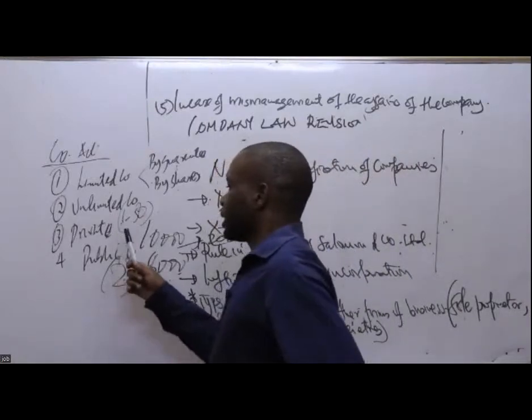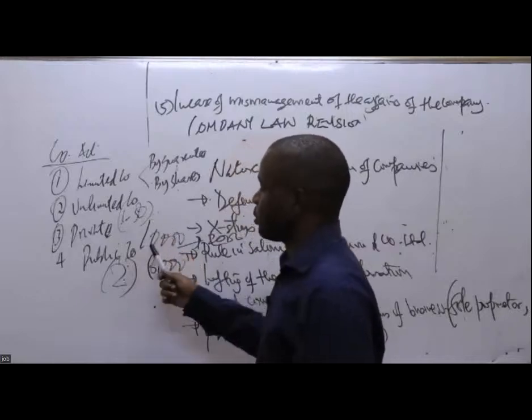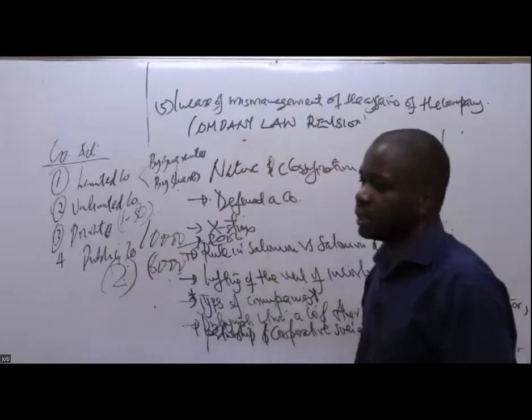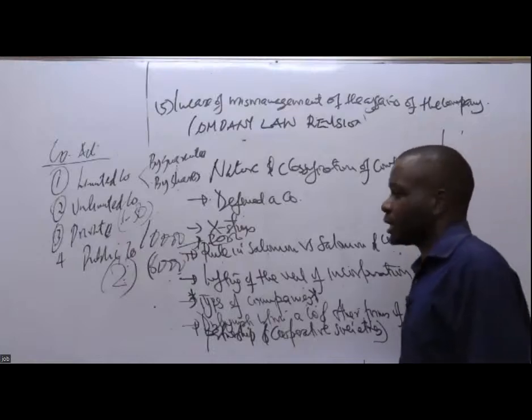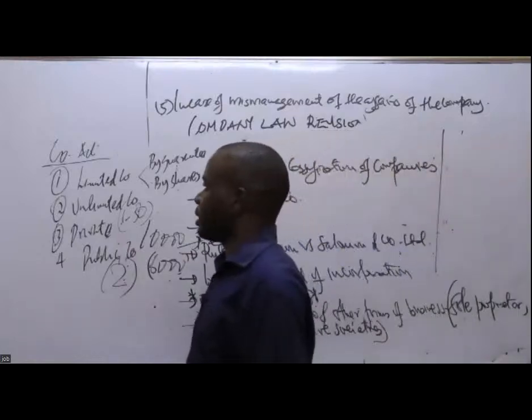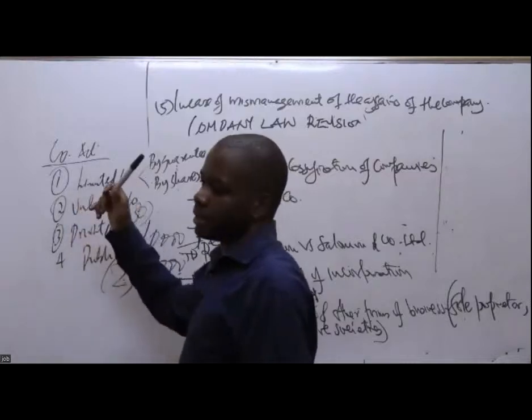For a private company, the minimum number of directors is usually 1. So it can have at least one director. So that is basically the types of companies under the Companies Act.